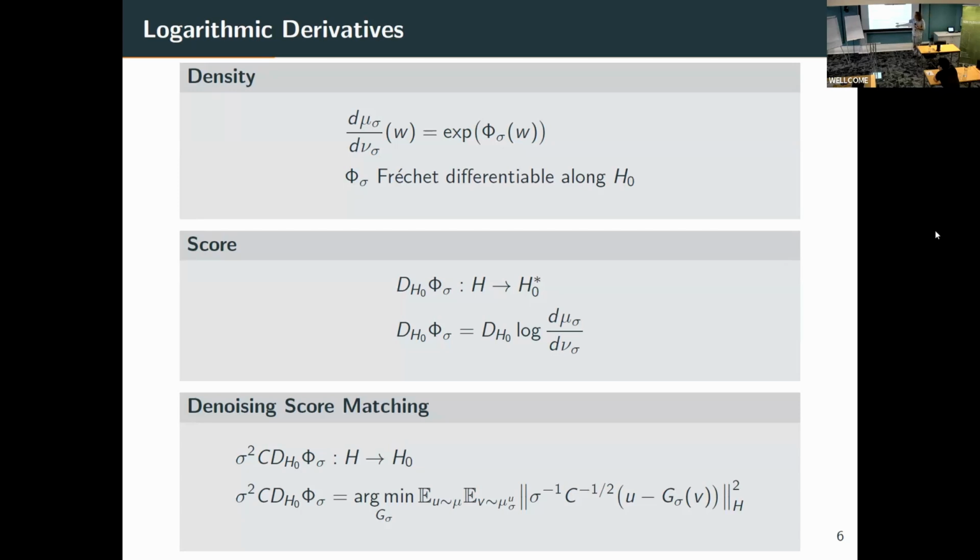The C is what makes this a mapping from H naught star into H naught. Okay, and it turns out, and I'll show a general result of how one derives this, that you can find this mapping, or at least you can set up an optimization problem, which is tractable, which is what's called denoising score matching, as follows to find this.